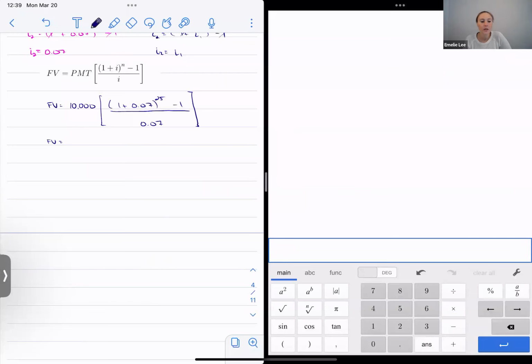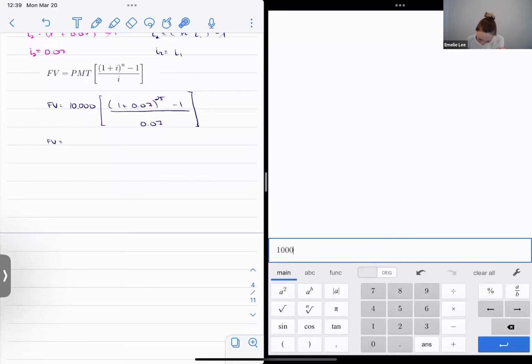If you're using this Desmos calculator, then you're safe to just do everything in one go, as long as you're very careful about your brackets. Otherwise, you would start with 1 plus 0.07 makes 1.07, then raise that to the power of 25, then subtract 1, then divide by 0.07, and then multiply by 10,000. That's the order of operations.